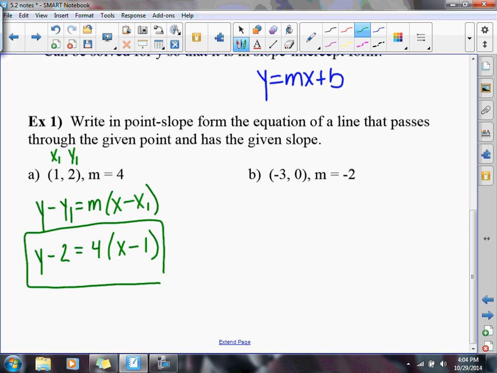Now that really doesn't help us a lot. I mean, we can tell what the slope is and we can tell what point the line goes through. But if we were going to graph it, it's not the most user-friendly. So let's try it again for part B. Let's just practice writing it.